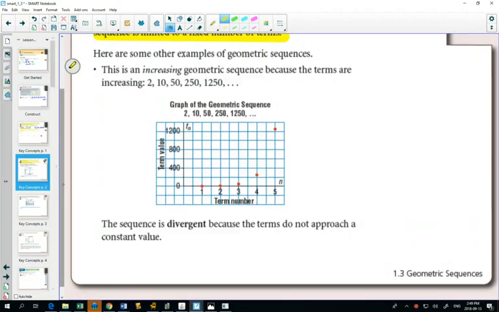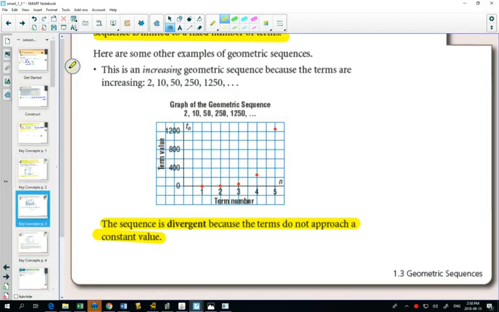If you have a sequence that just keeps getting bigger and bigger and bigger and bigger, which would happen if you keep multiplying by 5, the numbers just keep getting bigger and bigger and bigger, we call that sequence divergent, because it keeps getting bigger and bigger.